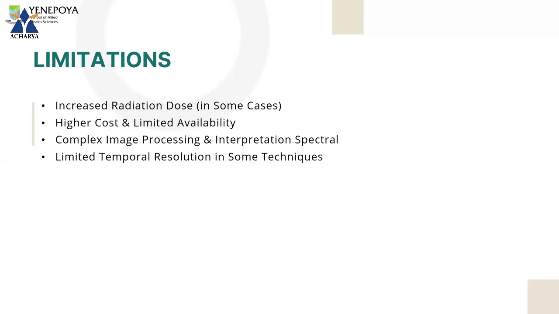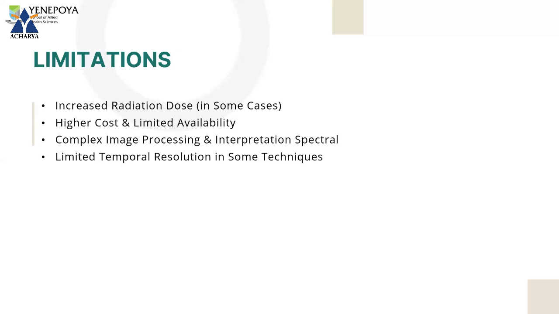And then the last one is limited temporal resolution in some techniques. As I was explaining the technologies, I might have told you that some techniques, such as rapid kVp switching or dual layer detectors, may have slightly lower temporal resolution compared to conventional CT because the images are required multiple times. It is not a single acquisition. The images are acquired at a high kVp once and then go back to the lower kVp. Because of this reason, the temporal resolution might be low.